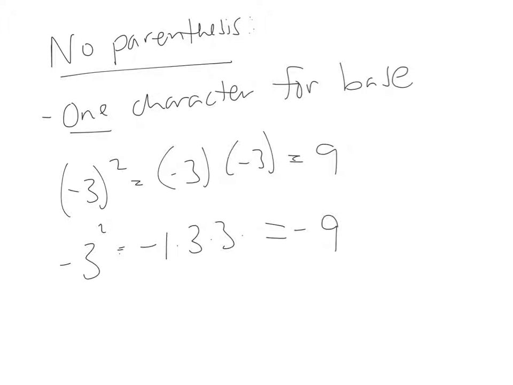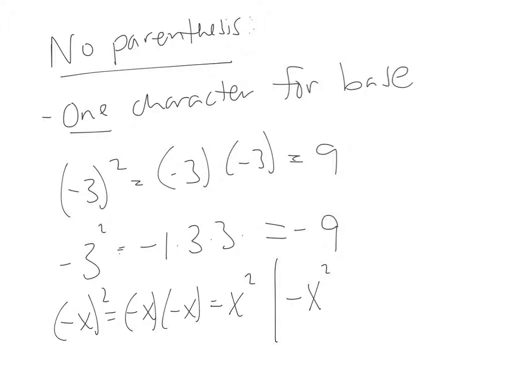And that's true for variables as well. Let's say I have (-x) squared. That's going to be -x times -x, which is actually positive x squared. But if I just have -x squared without parentheses, what I'm really doing is -1 times x times x. My base is just the x, because we don't have parentheses. So this is actually going to be -x squared. Notice the difference there. The first does not have a minus in front because we're multiplying a negative times a negative. But here we're not. We're taking -1 times x times x.